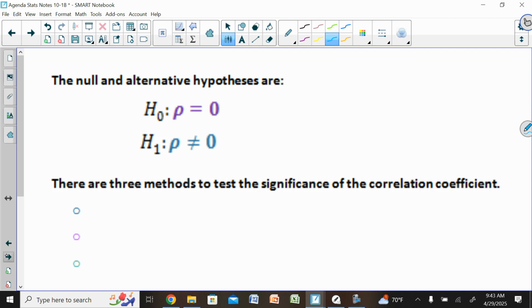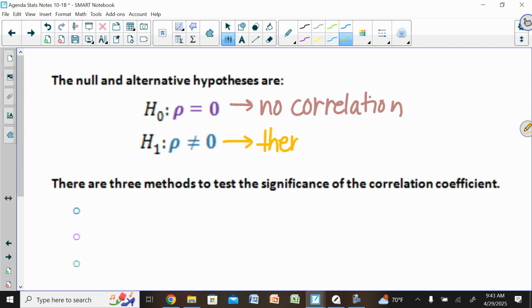So if rho is equal to 0, that means there is no correlation between our variables. If rho is not equal to 0, there could be a correlation. In this case, we're going to say that there is a significant correlation. So remember, we have to do a test, though, to see if we agree with H sub 1, if we're going to reject H sub 0. So there is a significant correlation between x and y.